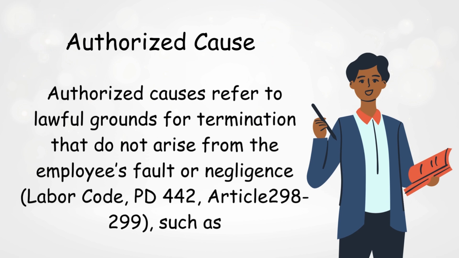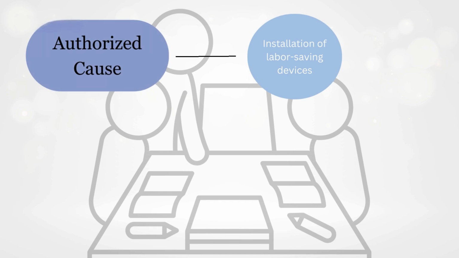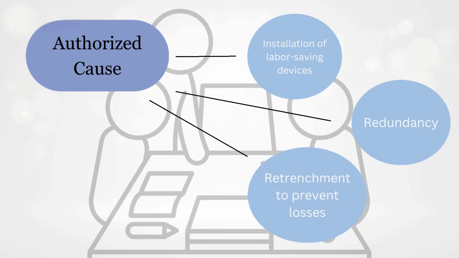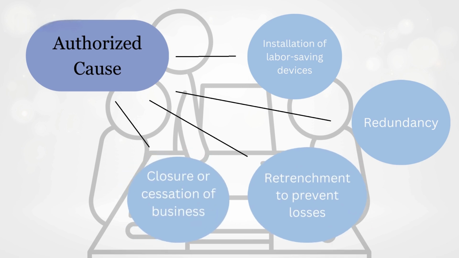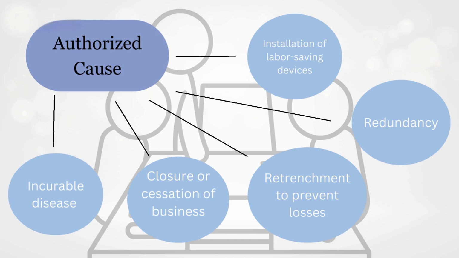Authorized causes. Authorized causes refer to lawful grounds for termination that do not arise from the employee's fault or negligence. Labor Code, P 442, Article 298 to 299, such as installation of labor-saving devices, redundancy, retrenchment to prevent losses, closure or cessation of business, and incurable disease, not curable within 6 months, as certified by a public health authority, and continued employment would be harmful to the employee or coworkers.